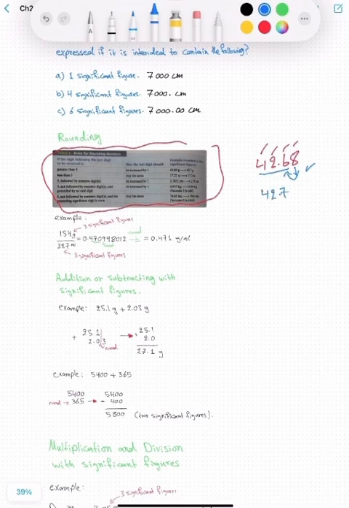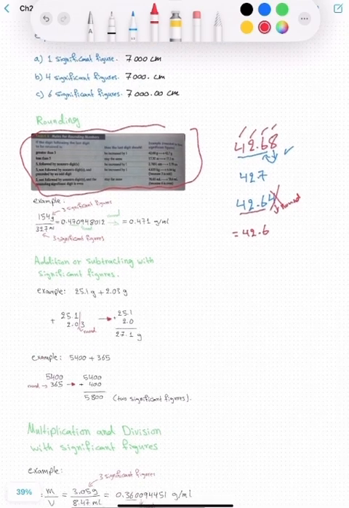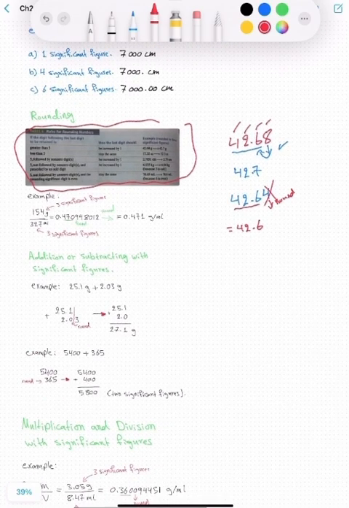Number 2, if it is less than 5, just ignore it. If, for example, we had 42.64, again, we want to round it into 3 significant figures. 1, 2, 3. Because this is less than 5, just ignore it. So the answer should be 42.6.